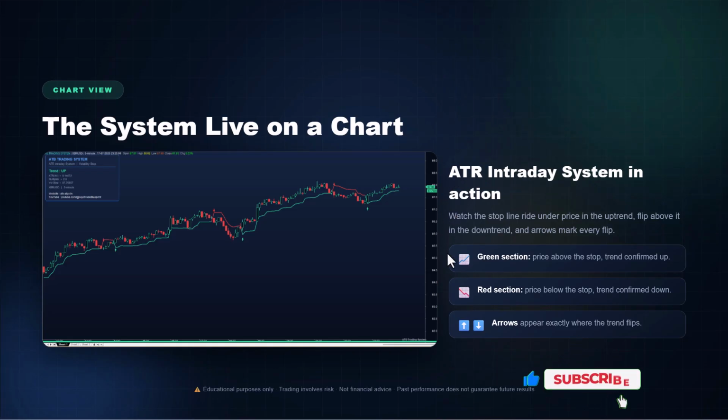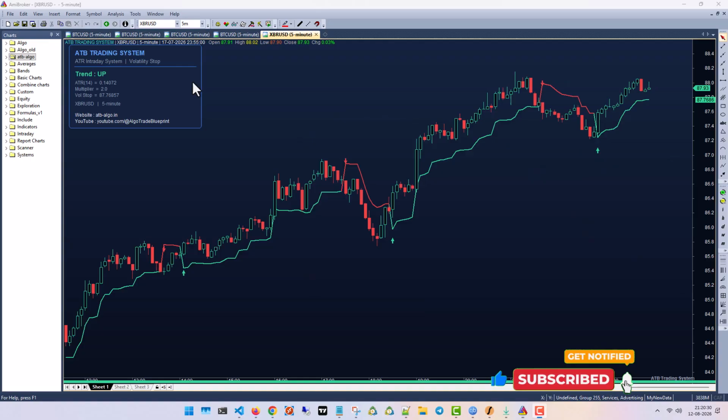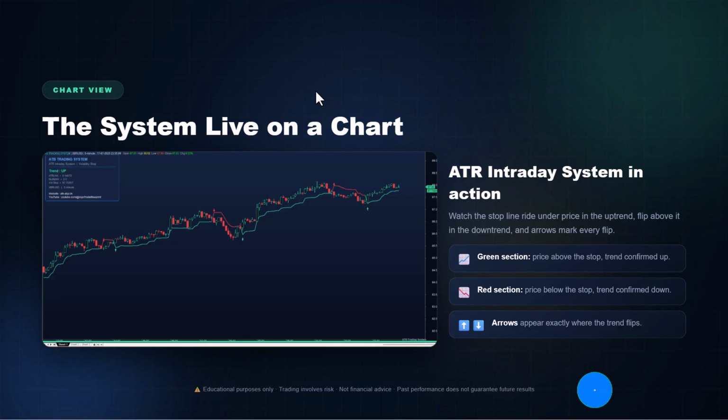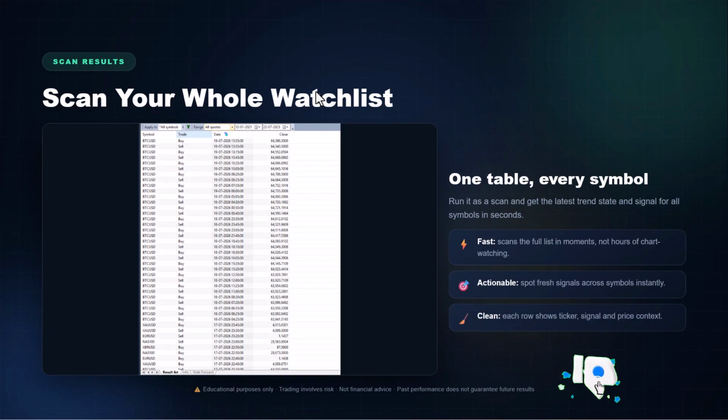Notice the stop line riding under price during the uptrend and flipping above it during the downtrend. Every flip produces a clear buy or sell arrow, and the ribbon across the top keeps the trend direction visible at a glance. The system also works as a scanner.